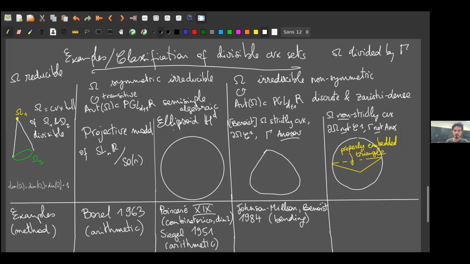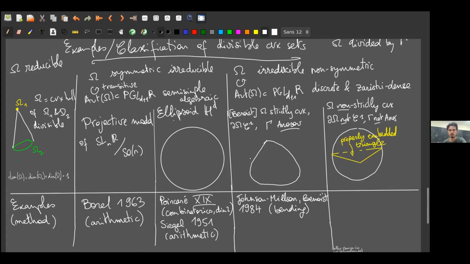Moreover, Benoist showed that in the first case, the examples produced by bending are always strictly convex with C1 boundary, and more importantly, from the point of view of this conference, the group gamma is always Anosov. And as before, it's Anosov because we have a natural geodesic flow, which is Anosov in the sense of dynamical systems.